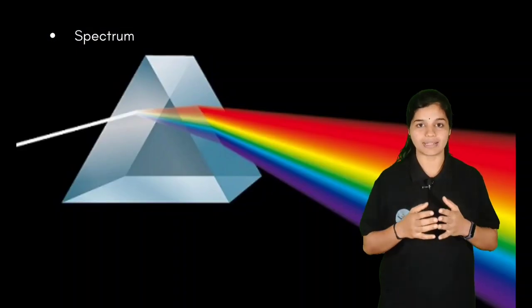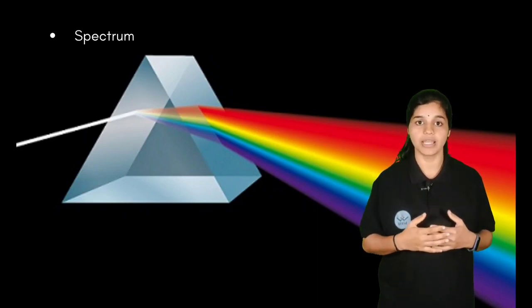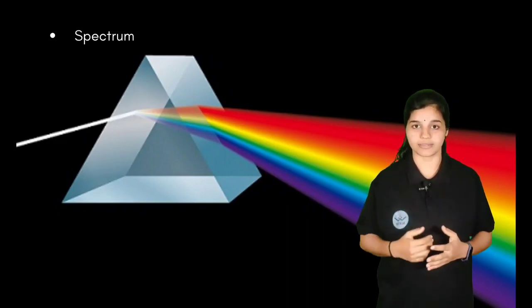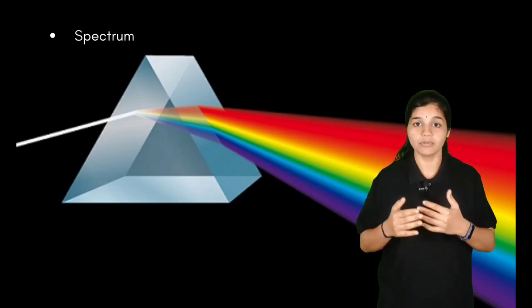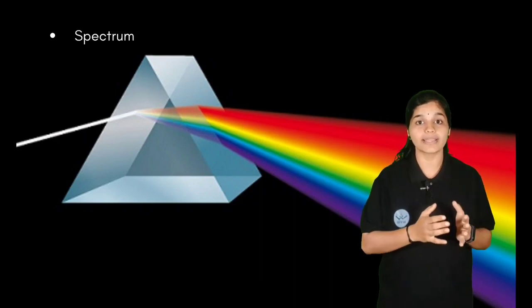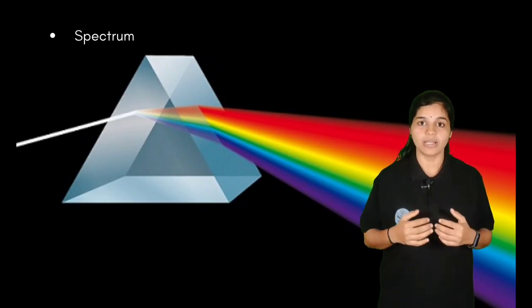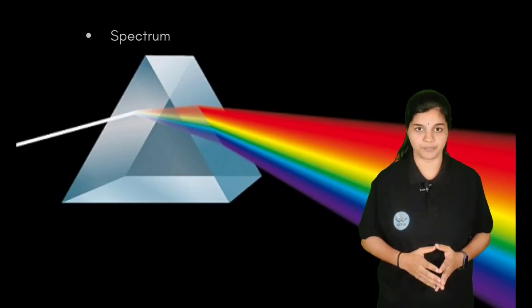When a ray of white light is passed through a prism, a wave with a shorter wavelength bends more than the one with a longer wavelength. The spectrum of white light ranges from violet to red. Violet is most bent and red is least bent. Violet merges into blue, blue merges into green, and so on. Such a spectrum where there is no gap between the various colors is a continuous spectrum. So, the rainbow, which is a natural spectrum, is a continuous spectrum.